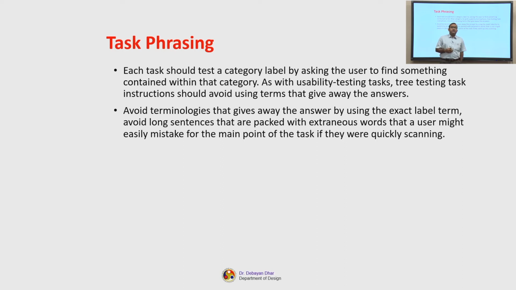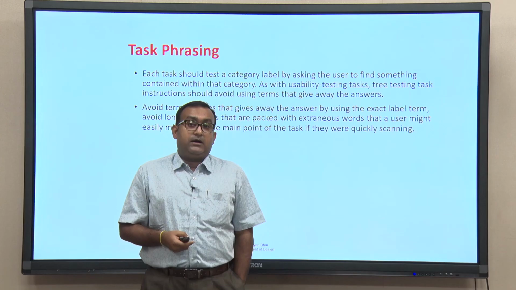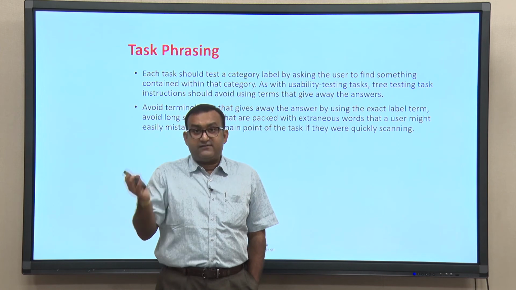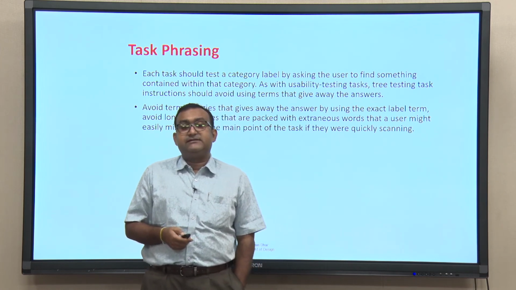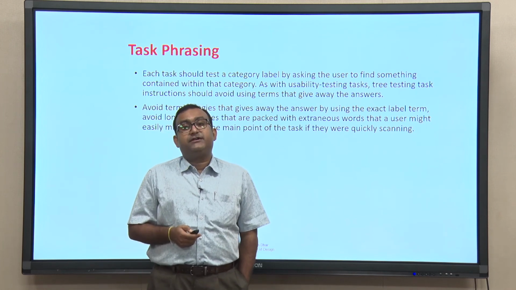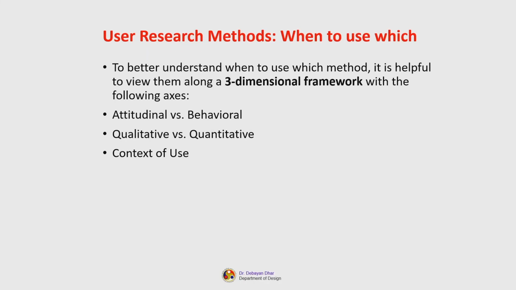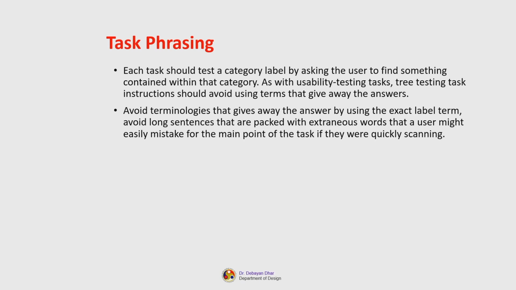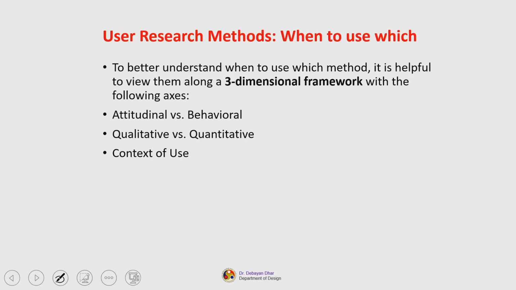So, this was in short about card sorting and tree testing. What we will now understand is how these different user research methods stack up in some categories, and when we choose which type of user research method. So, when to use which user research methods? To better understand this, it is helpful to view them along a 3-dimensional framework, which we have already discussed: attitudinal versus behavioral, qualitative versus quantitative, and context of use.